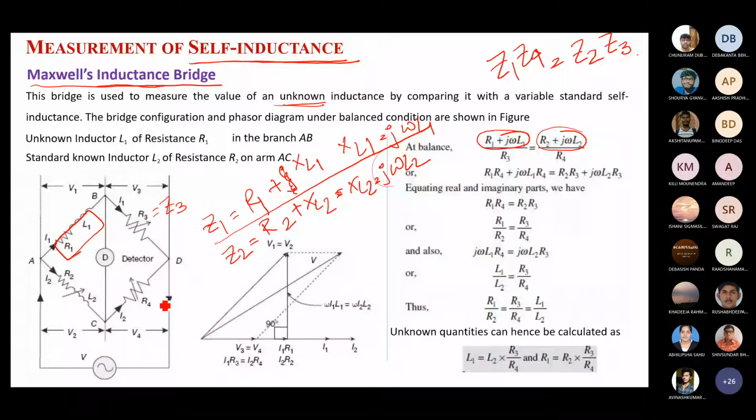After the cross multiplication, finally we get the relations by which the unknown quantities can be calculated. L1 equals L2 into R3 by R4, and R1 equals R2 into R3 by R4. Directly you are able to find the values of L1 and R1. Now the most important thing is the phasor diagram.